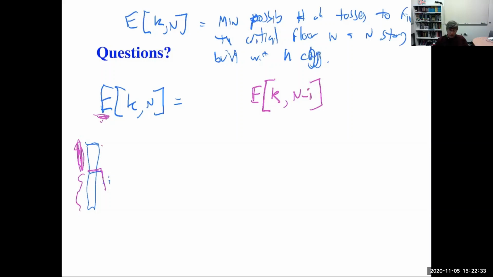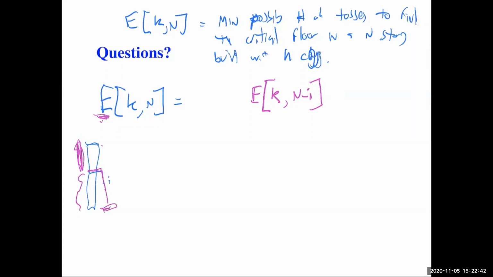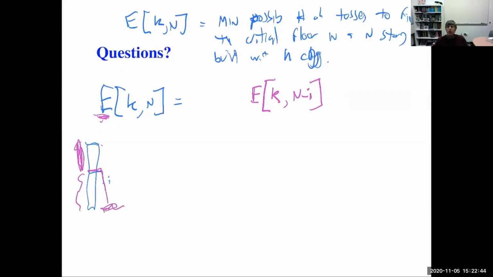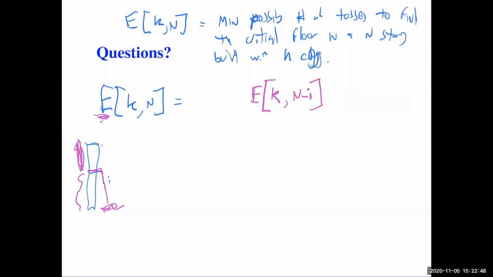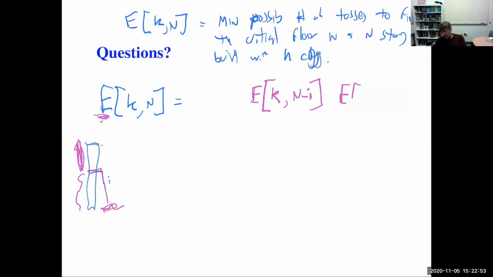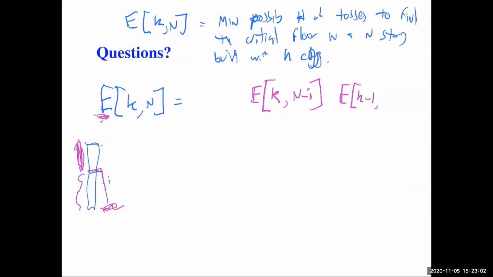And what happens if it did break? What's my problem reduced to? Suppose I tossed it off the ith floor and the egg made a mess. How much work remains? We have k minus 1 eggs. You're saying there's something about E of k minus 1. And how many floors are left? I minus 1? I think I have i minus 1. That sounds about right.